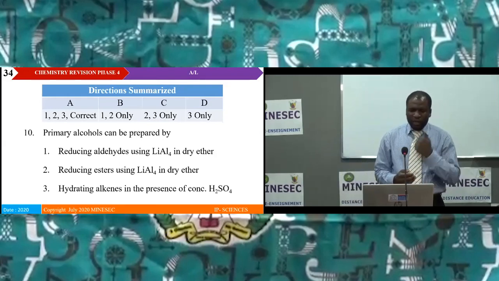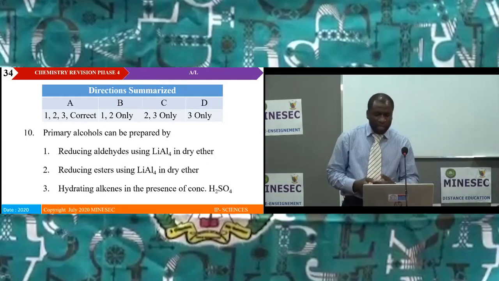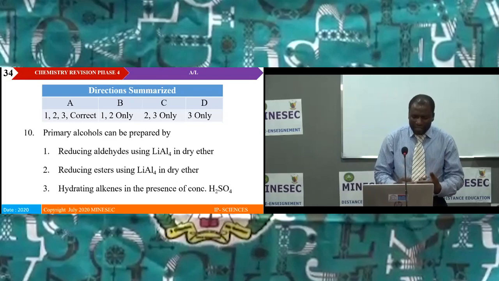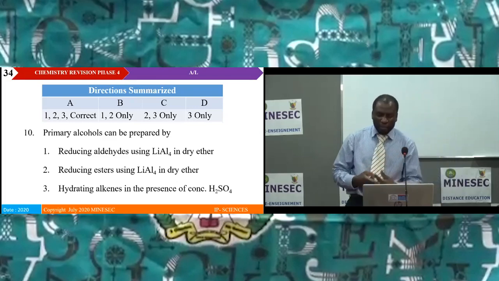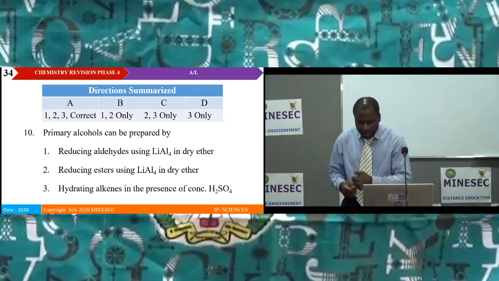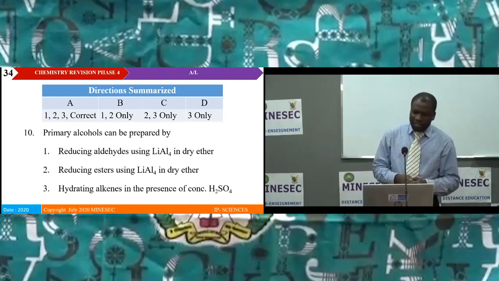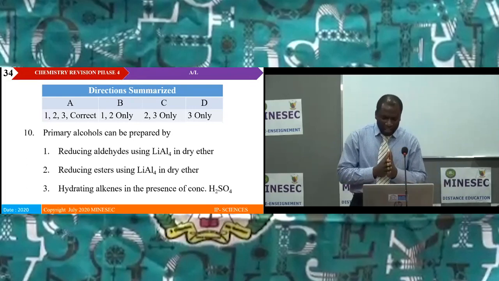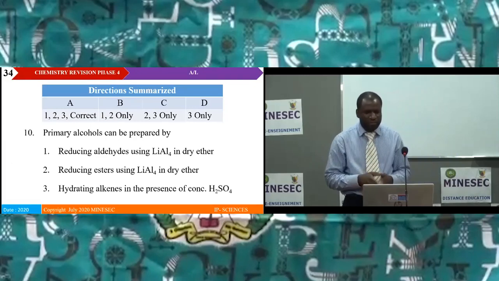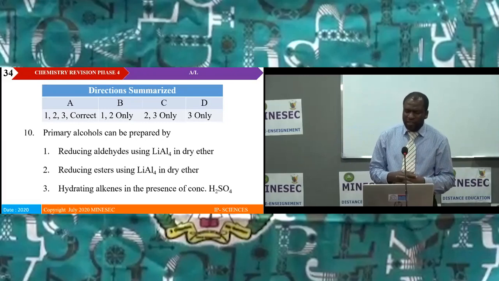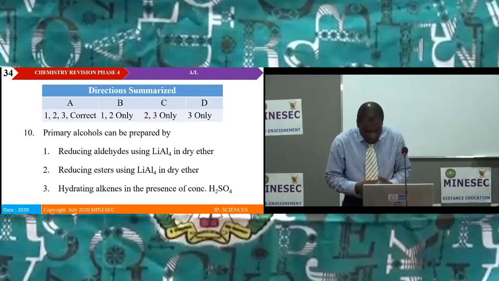10. Primary alcohols can be prepared by 1. Reducing aldehydes using lithium aluminum tetrahydride in dry ether. 2. Reducing esters using lithium aluminum tetrahydride in dry ether. And 3. Hydrogenating alkenes in the presence of concentrated sulfuric acid.